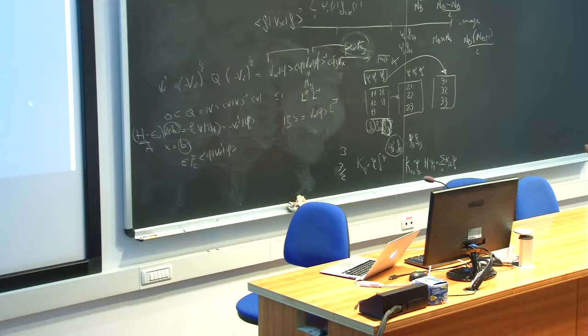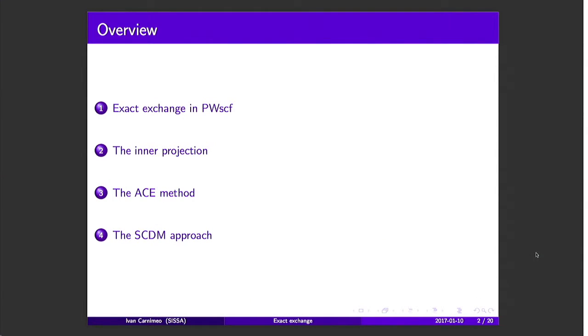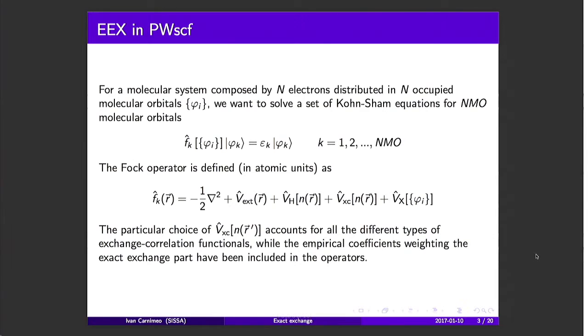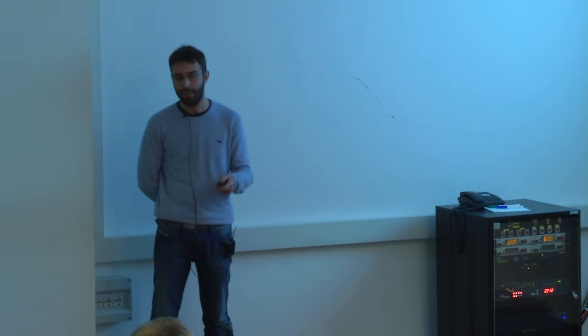And finally, if I have time, I would like to say something about the localization of the orbitals, which can also be used in order to make the evaluation of exchange more efficient. So basically, the problem is that we have to solve a set of Kohn-Sham equations where in the Kohn-Sham operator we have the exact exchange term. The point is that while all the other terms depend on the density, the exact exchange depends directly on the orbitals or on the density matrix.